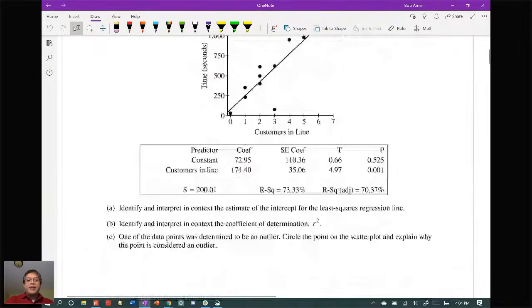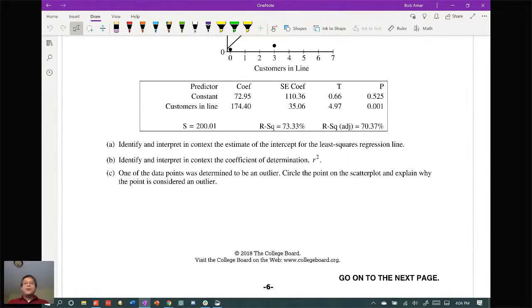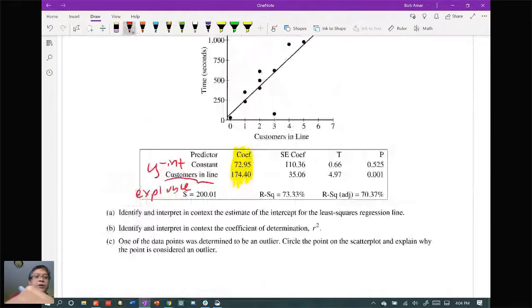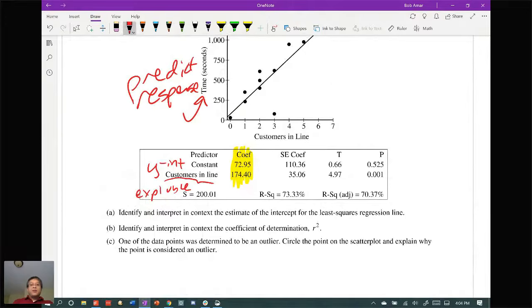So part A, identify and interpret in context the estimate of the intercept for the least squares regression line. Okay, so I'm actually going to go ahead and write the whole line. And remember that what you're looking for is this stuff right here, this thing that says coef. These tell you the values of things. This thing that says constant, this is the y-intercept. And then customers in line is the explanatory variable. Okay, you are required to know that what you're trying to do is predict the response, and the response is plotted on the vertical axis. So the response is the time to check out.